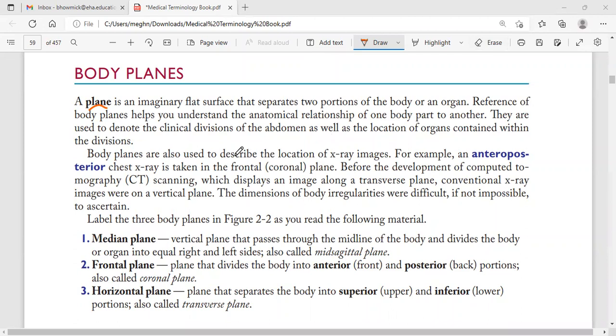So they are used to denote the clinical divisions on the abdominal wall. Body planes are also used to describe the location of the X-ray image. For example, an anterior-posterior chest X-ray, taking the frontal view.